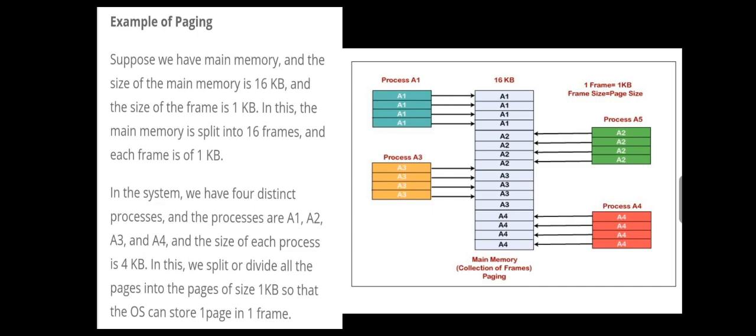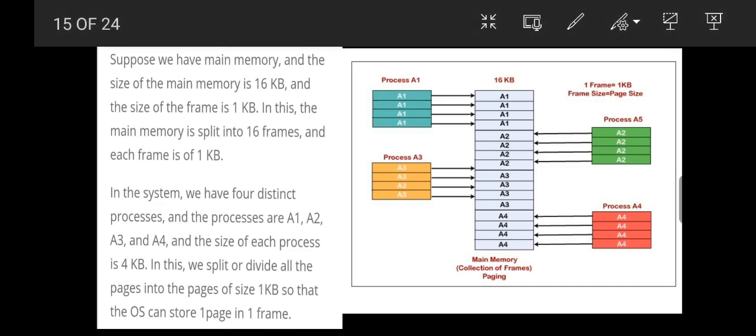In the system, we have 4 distinct processes. Again, your main memory has 16 KB. It is split into 16 frames, and each frame is allocated 1 KB.